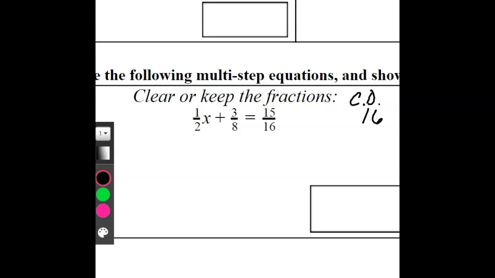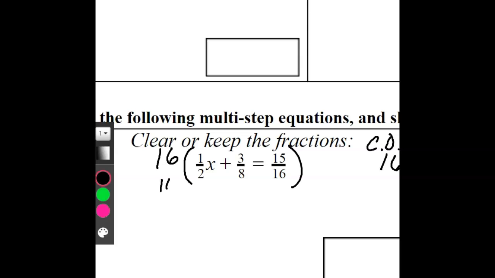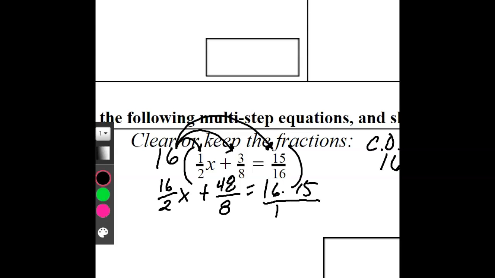Okay, so again, my common denominator is 16. So now I'm going to multiply this entire thing by 16. So what I end up having is 16 divided by 2x, because that goes here. It goes here. It's kind of like the distributive property, but not really, because then we even have to do it over here, and a lot of people always forget that. Right? 16 times 3 is, we're going to add 48 over 8, and then 16 here. I have 16 times 15, and I'm not going to multiply that out because I should know that if I have the same number on the top and bottom, they cancel.